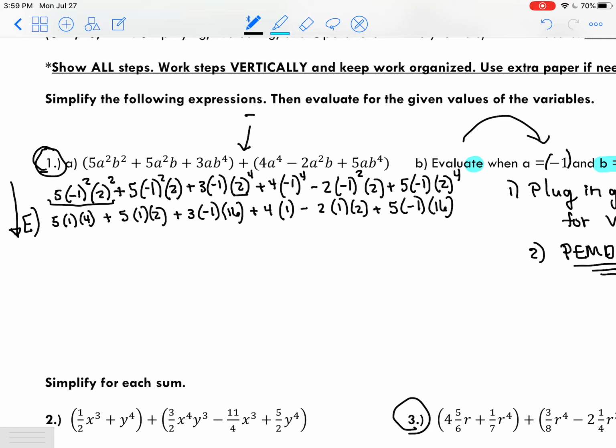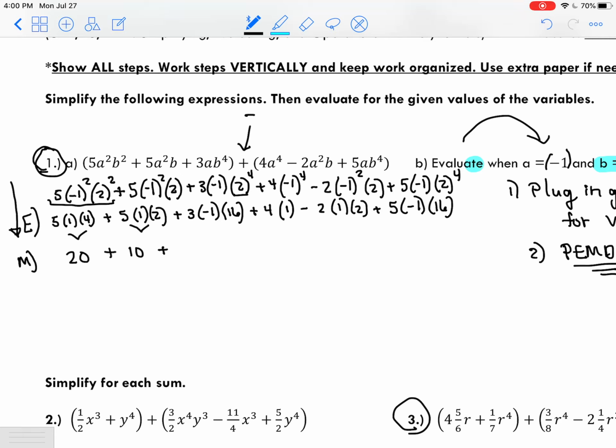All right, now that we've dealt with all of the exponents, we know that we can get on with the multiplication. So 5 times 1 times 4, which is just 5 times 4 basically, we've got 20, right? Plus, okay, so that's that. Here, basically have 10, right? 5 times 2 times 1 is 10.